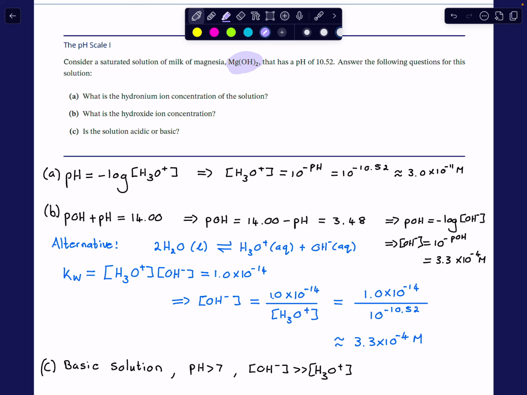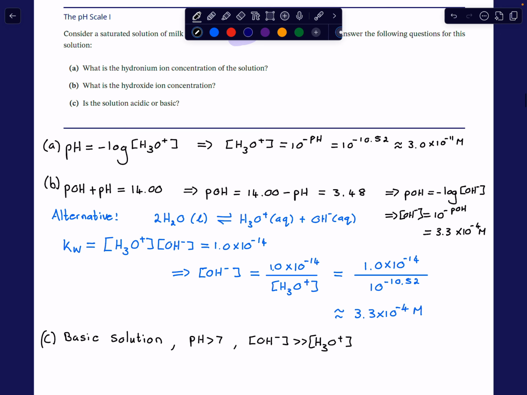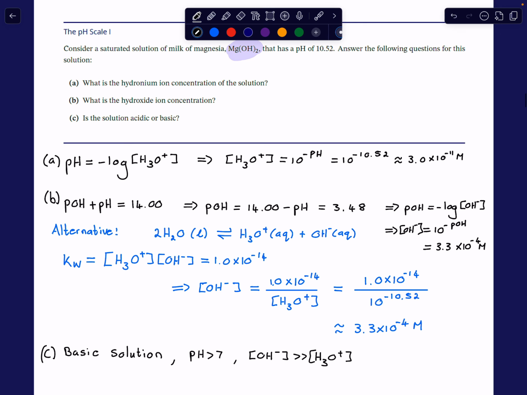You can also just see that if you remind yourself of how pOH works, we have a very low pOH. So that also indicates we have a basic solution. So all these things considered, this question was to remind you of how these things fit together and how the pH scale works. And I also wanted to just remind you, you can also use the auto-ionization of water to link the hydroxide and hydronium ion concentrations.